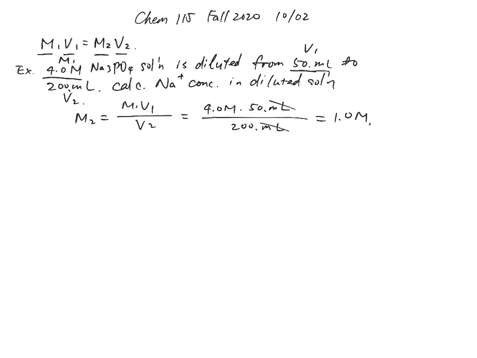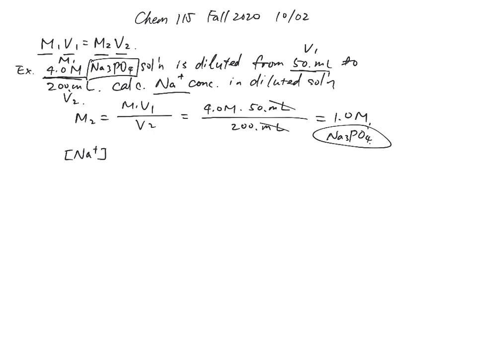All right, but you have to realize this 4.0 molar was for the compound, the solute, which is Na3PO4. The new concentration is also going to be for the same solute. But are we looking for the sodium phosphate concentration here? We're not. We're looking for the concentration of sodium ion.